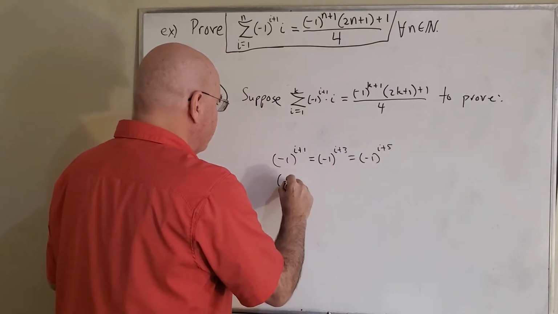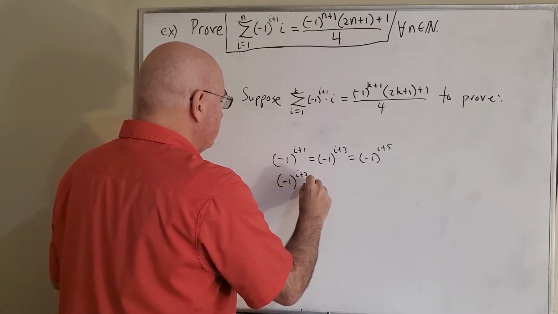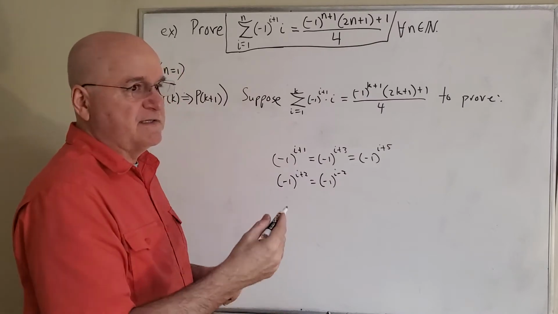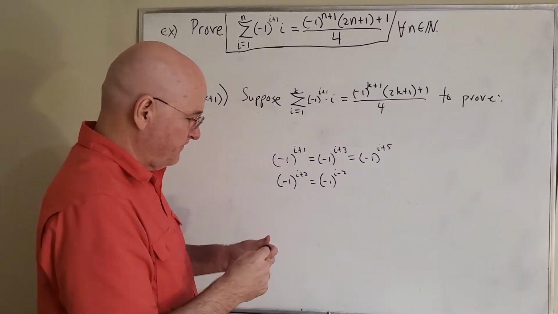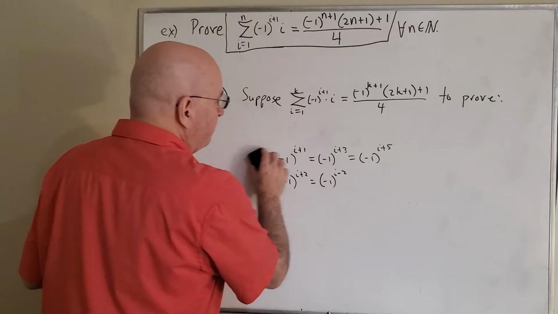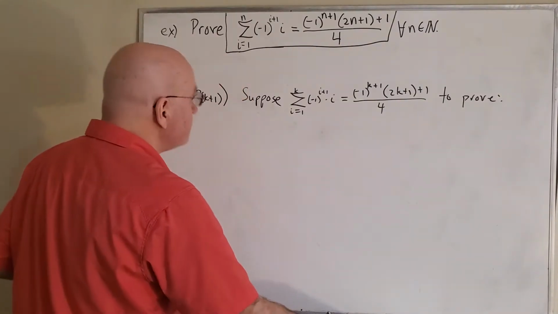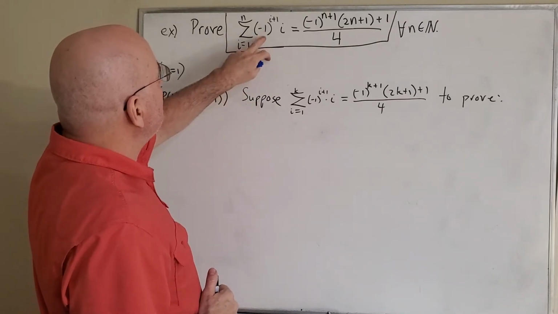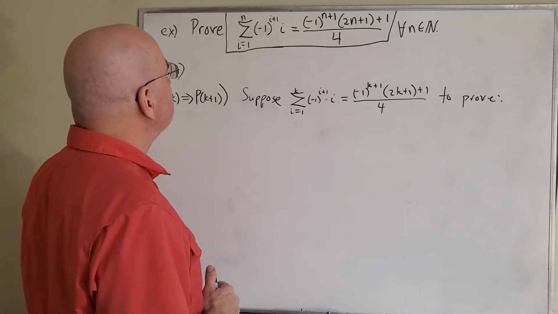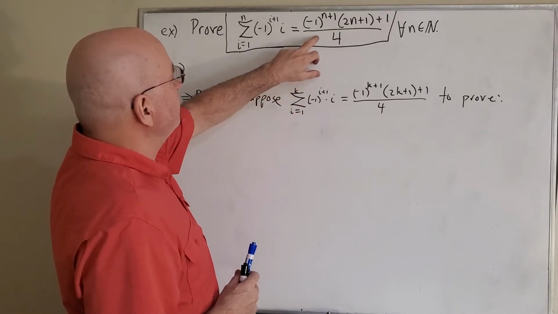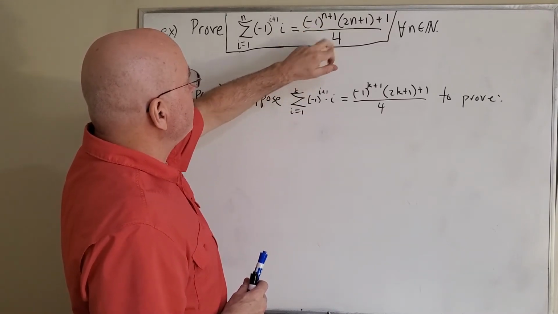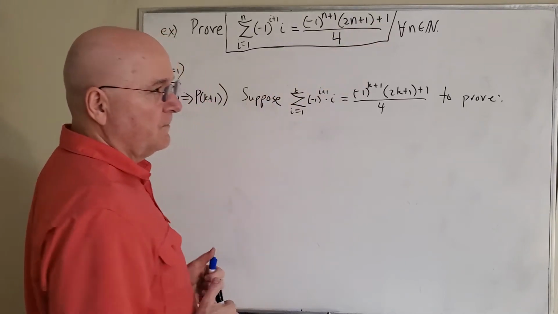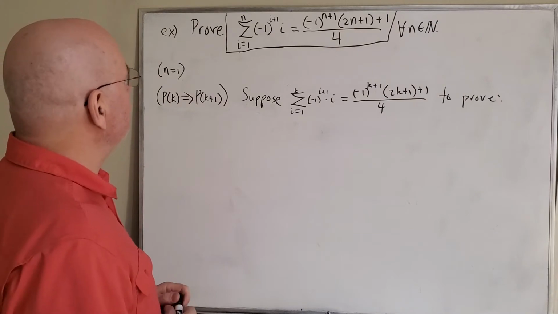And I can do the same with -1 to the I plus 2 is equal to -1 to the I minus 2, or I plus 8, or I minus 8. Okay, let's get to the example. The summation I from 1 to n of -1 to the I plus 1 times I is equal to this fraction: -1 to the n plus 1 times 2n plus 1, plus 1, all over 4. We're going to prove that's true for all natural numbers n.